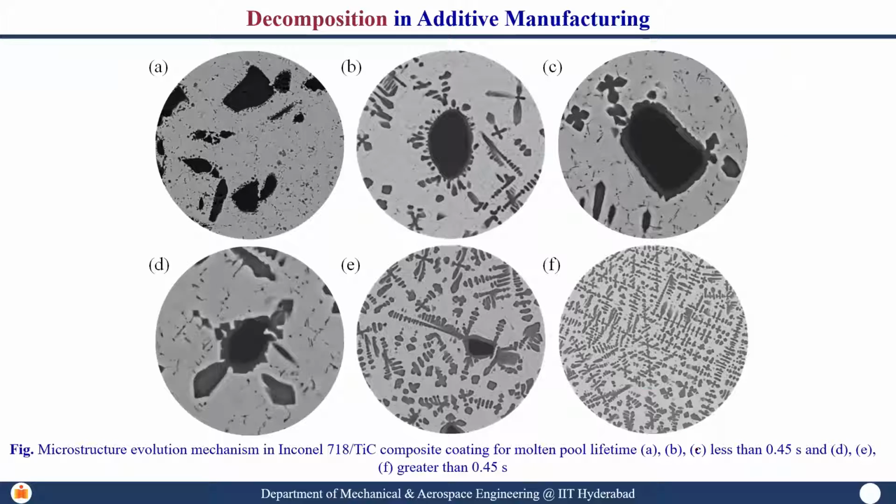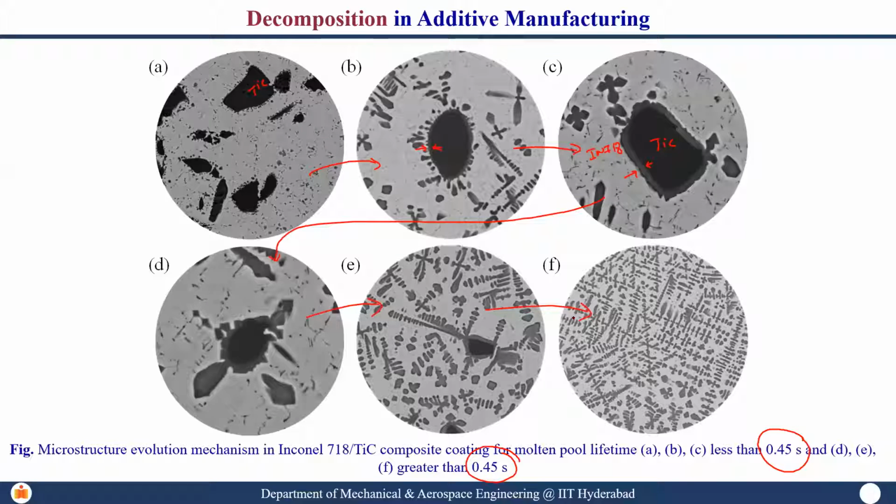Now if you see, when the molten pool lifetime is less than 0.45 seconds, this is the TiC particle. A good amount of wetting is getting established. Here you can see the shell-core structure much more clearly. The outer shell is lightish gray, the inside core is black, which is titanium carbide, and the outside brighter region is IN718. But if the molten pool lifetime crosses 0.45 seconds, this will start dissociating into dendrites. If you keep increasing the molten pool lifetime, you will end up with complete dendrites.